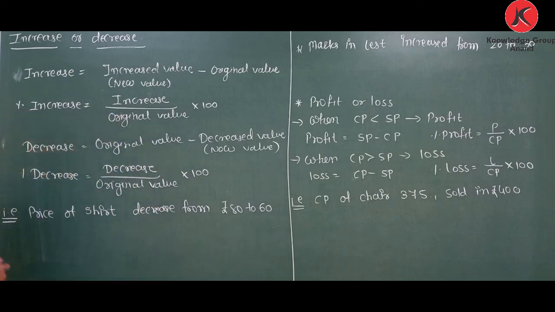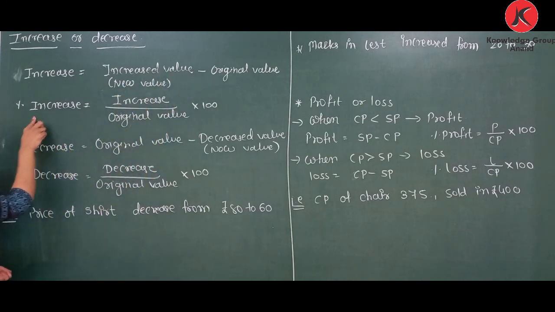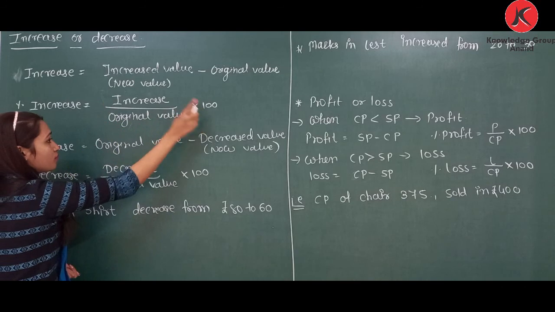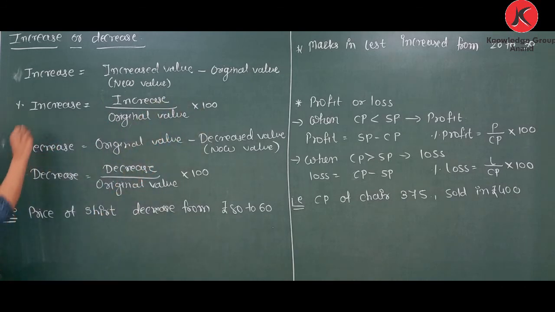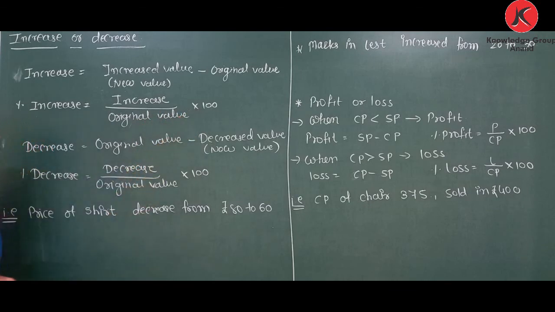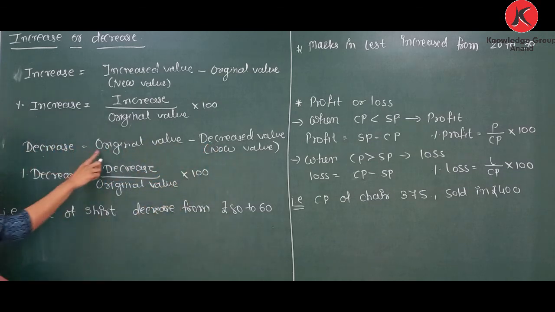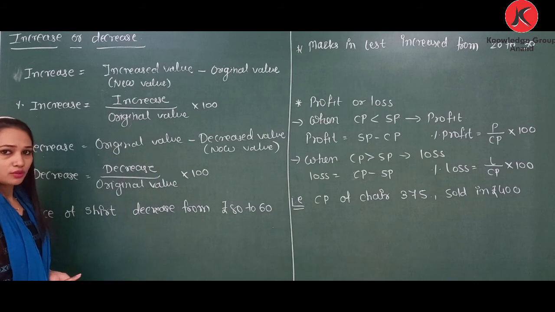So the equation for increase is the increased value minus the original value. So new value minus original value. Percentage increase is increase divided by original value multiplied by 100. Decrease. What is decrease? Original value minus decreased value. Or you can say original value minus new value.